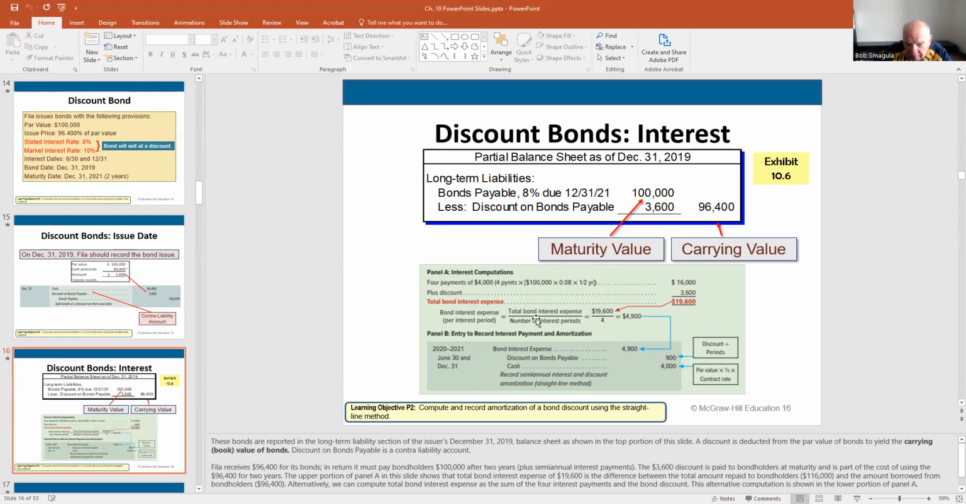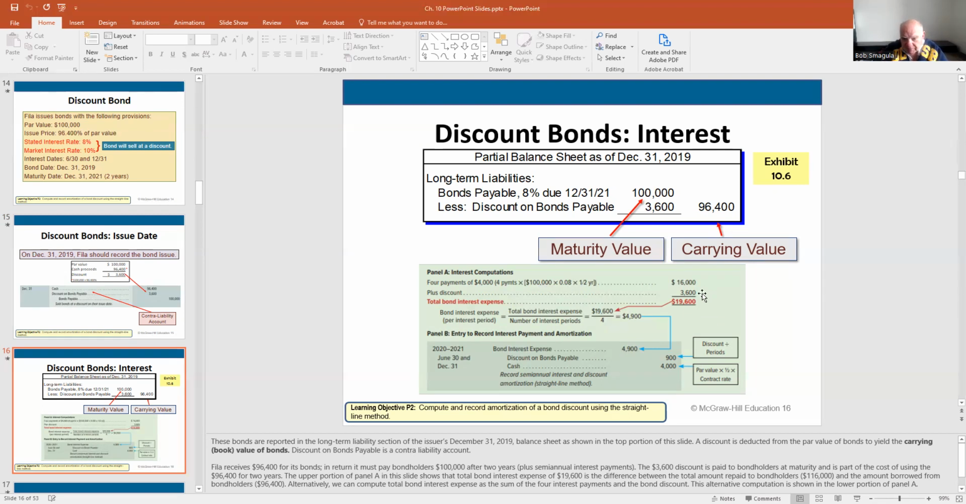We have bond interest expense of 8% a year. And they're going to make 4 payments. So $100,000 a year times 8%, for half a year, that's $4,000. And they're going to make 4 payments. So that's where they're coming up with the $16,000.